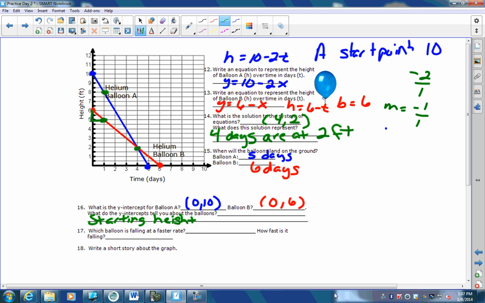Now, which balloon is falling at a faster rate? I hear people saying A. How do you know on the graph? How do you know it's falling faster? Because the line is steeper. And how fast is the balloon falling? 2 feet per day.